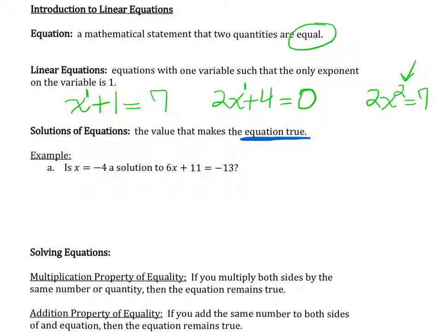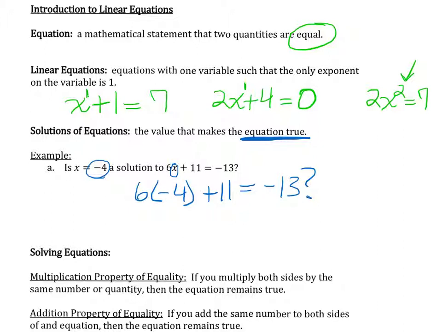Let's look at an example. It says, is x equals -4 a solution to 6x plus 11 equals -13? Well, I'm going to replace this -4 in for this x right here in this equation. So instead of having 6x, I'm going to have 6 times -4 plus 11, and I want to see if that equals -13. If it does, then I'd say it is a solution. If it doesn't, then it would not be considered a solution.